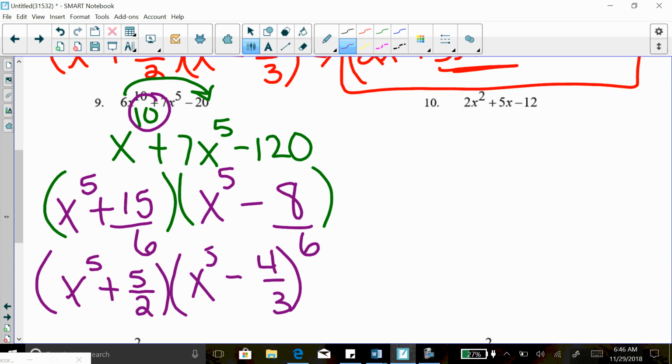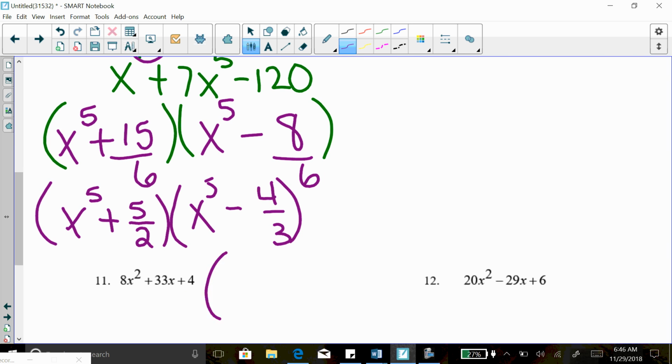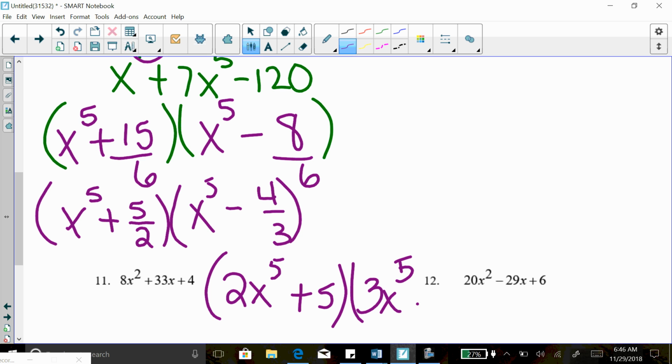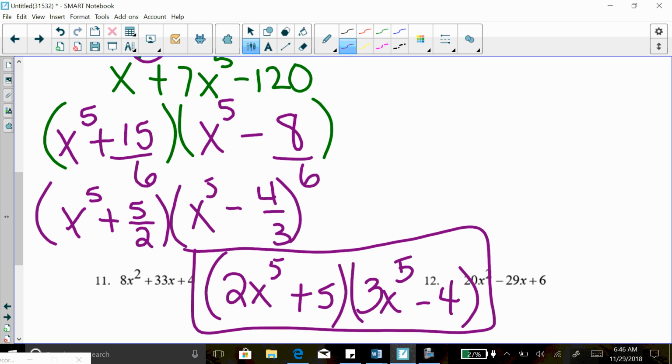So your answer just becomes 2x to the 5th plus 5, 3x to the 5th, that's a 5, minus 4. Those are your answers. So we circle or box them, and we can check ourselves using the box method.